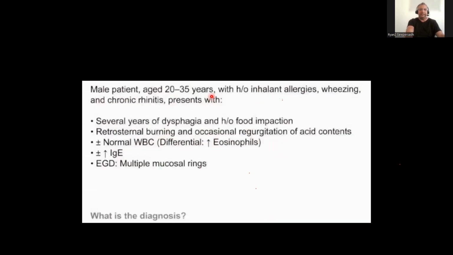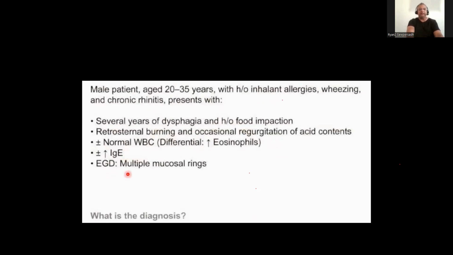Male patient, middle-aged, with a history of inhalant allergies, wheezing, chronic rhinitis, who has this hypersensitivity background, presents with several years of dysphagia and a history of food impaction, retrosternal burning, and occasional regurgitation of acidic content. He has a normal white cell count, but on the differential, he has eosinophils. Now, let's think about this, right? Hypersensitivity, eosinophilia is a very specific phenotype we're aiming at here. And he has raised immunoglobulin E.